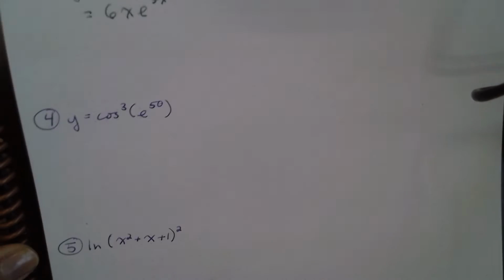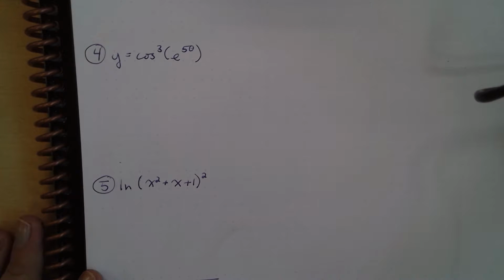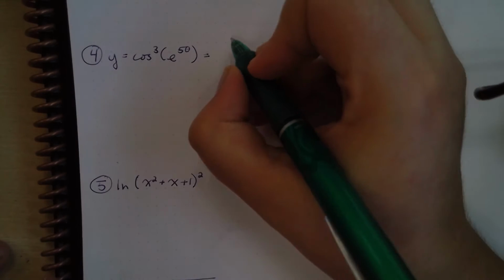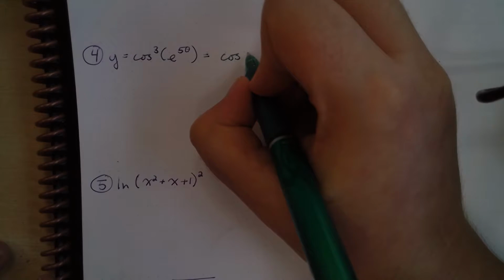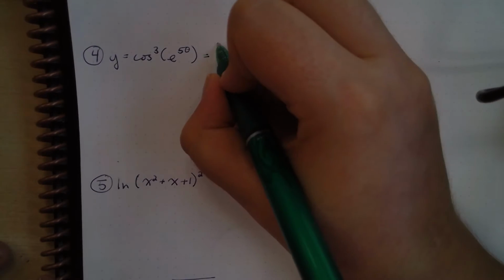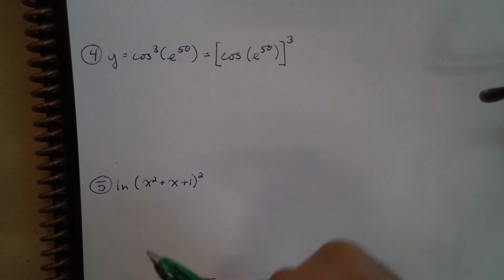All right, let's do a little bit of trig, make our lives interesting here. We have y is equal to the cosine cubed of e to the 5 theta power. I always like to rewrite these as cosine of e to the 5 theta power quantity cubed. That just helps me to visualize and see where these things are going.